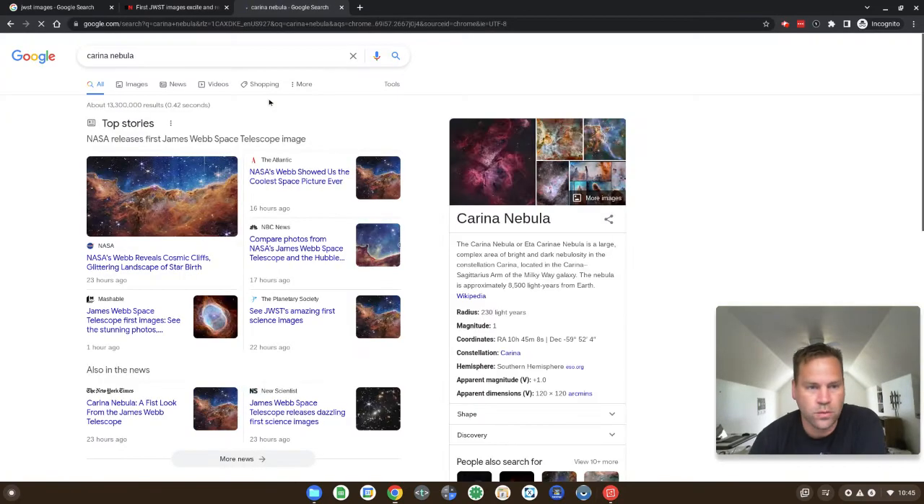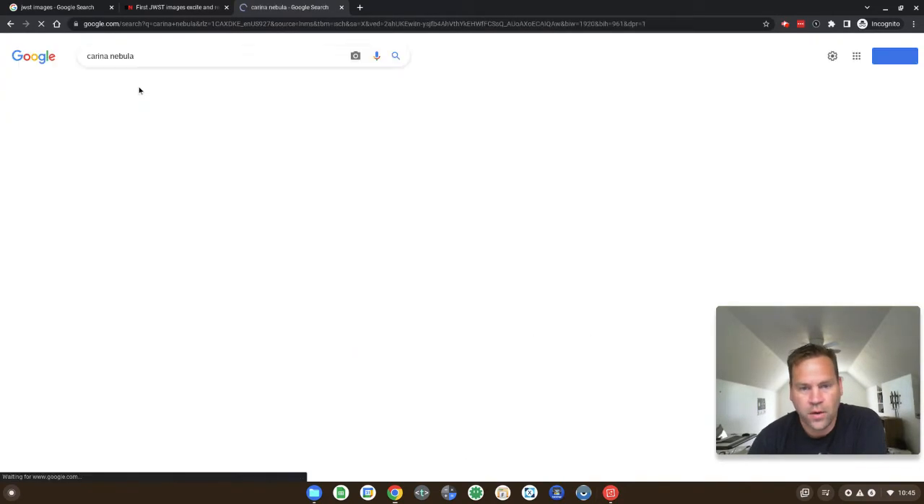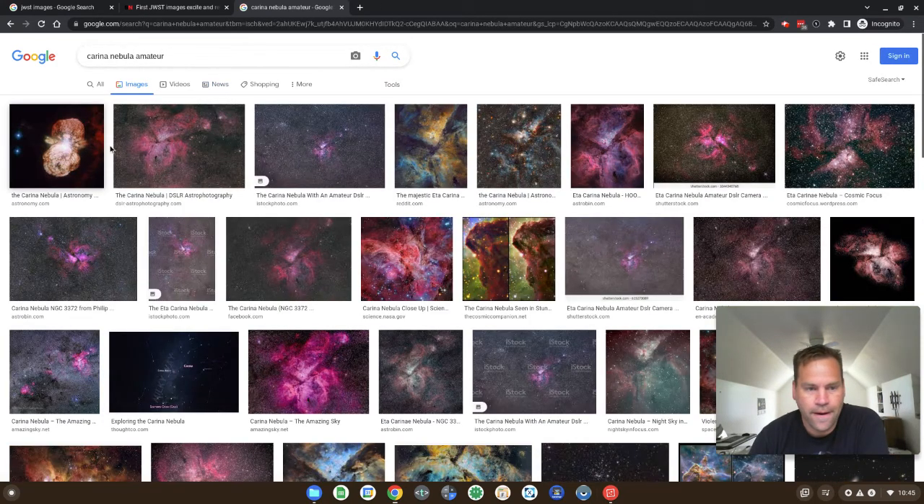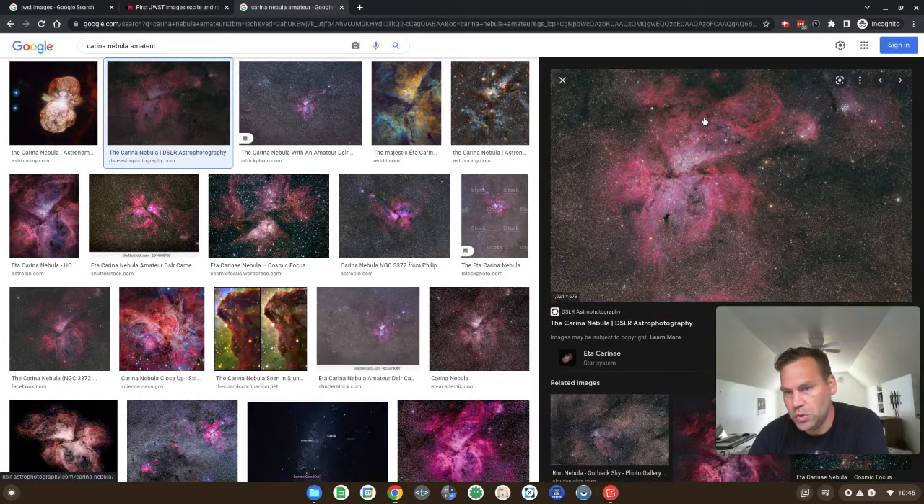Carina Nebula, so you can see what does this actually look like in the sky to an amateur, right? So if you were to look at this with an amateur telescope, this is what we're talking about. It's a huge nebula in the sky. You can tell it's huge because you see all the stars. This is a wide field image. Someone's got their camera in their backyard, right?